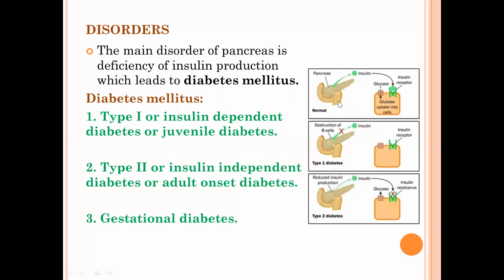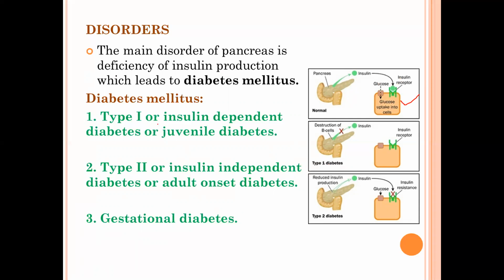If a person is normal, then as I told you, what does insulin do? Insulin will bind to a receptor called the insulin receptor, making the cell permeable to take up glucose. This is a normal condition where everything is normal. The production of insulin is also normal. Insulin binds to the receptor, glucose is taken up and utilized in the cells, and the levels of glucose are maintained in the blood.